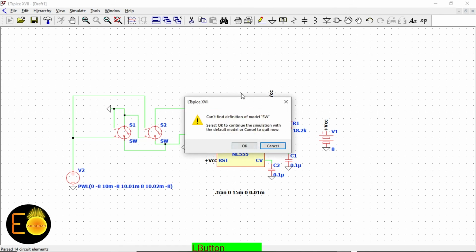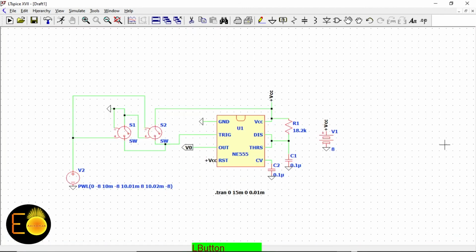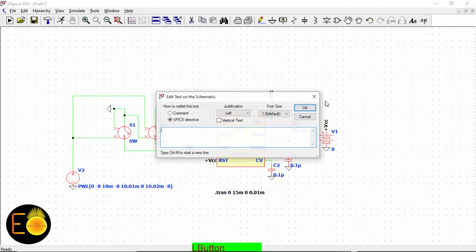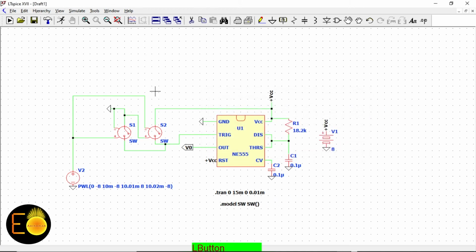Another thing: because I have used two generic switches, I need to include their models. The model can be included through this SPICE directive, .op. I need to write .model SW. SW is the generic name of these two switches, and their model is nothing but the same name, SW, followed by parentheses.